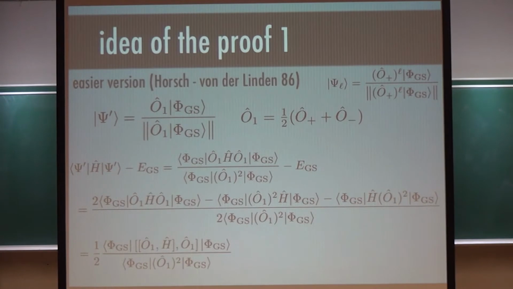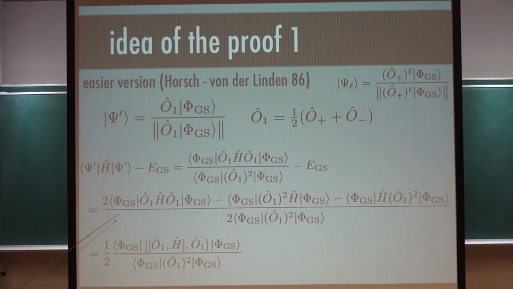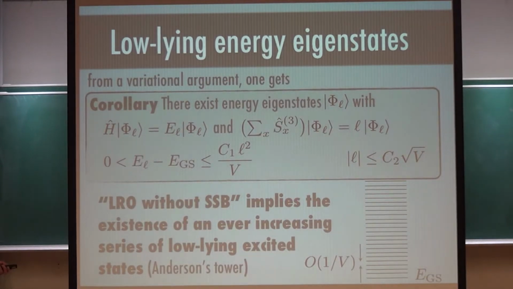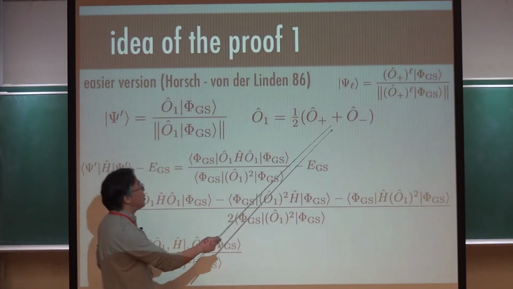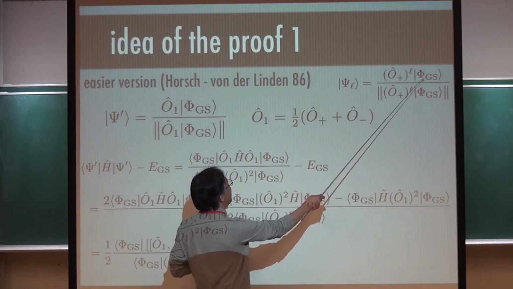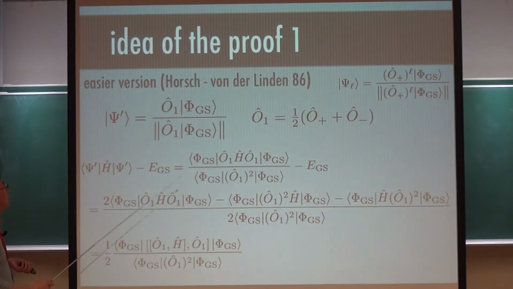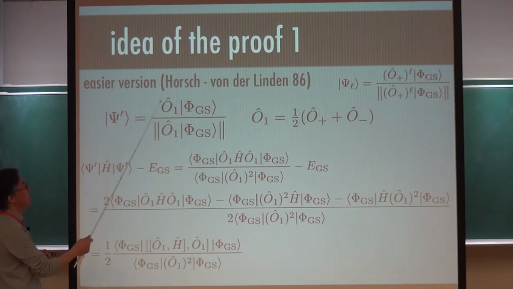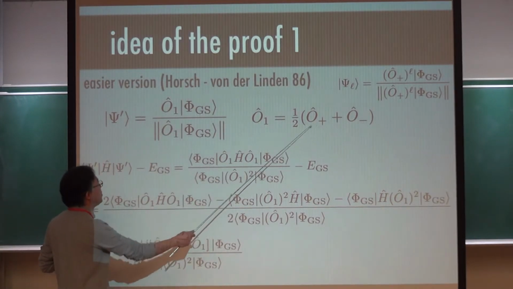Well, this is the idea of the proof, about how to show this thing. The actual proof by Hal Tasaki is really a headache. So let me give a much easier thing, which was done by Horsch and von der Linden a long time ago. And this is our trial state. We hit phi ground state by this non-Hermitian O plus, but it's not easy to treat. So they treat a much easier version where they hit phi ground state by this Hermitian operator.